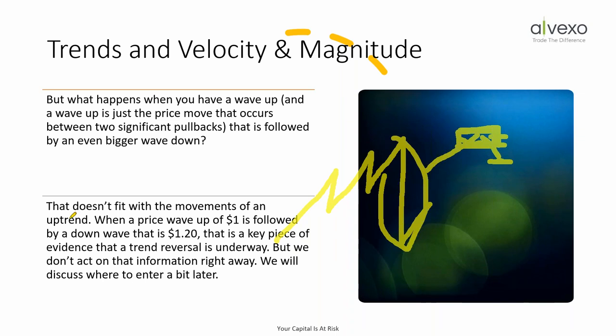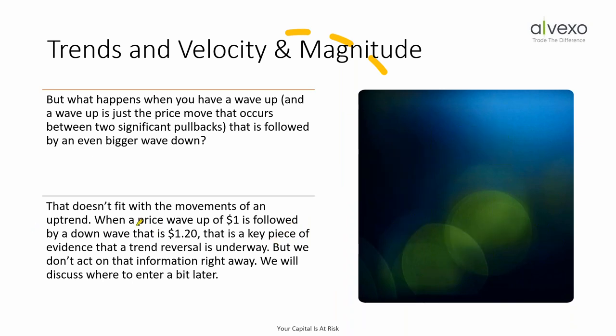This doesn't fit with the movements of the uptrend. When a price wave is up $1 followed by a down wave of $1.20, that is a key piece of evidence that a trend reversal is underway. Push, ease, push, ease, push, ease. Higher high, higher low. Higher high, higher low. Okay. We could also say it broke the trend or it broke a trend line because when we don't make a higher low, we make a lower low. That tells us there's something wrong with this trend. Doesn't tell us to buy or sell anything.